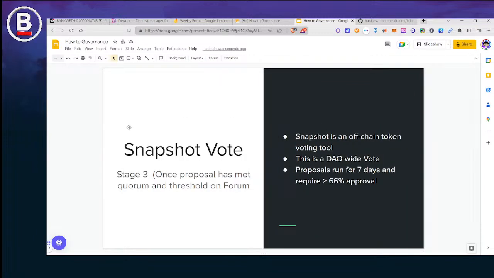Snapshot. So once votes pass in the forums, if they require a Snapshot vote, then it's taken to Snapshot. Essentially, once a proposal for funding meets quorum, it goes through the grants committee process. This may or may not include going to Snapshot.